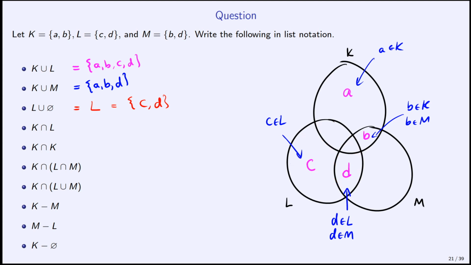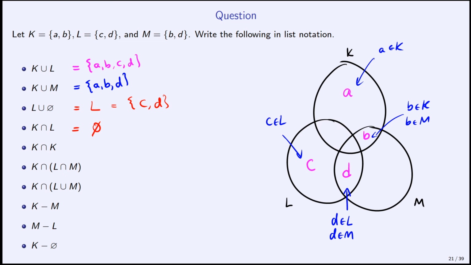Okay, let's take K intersection L. So these are the things that are in both K and L. So that would be this section right here on our Venn diagram, the area where the K set and the L set overlap. But what we notice is that there's no shared elements. So this is just the empty set. In fact, I should write that after I do the shading. Otherwise, I got to do that.